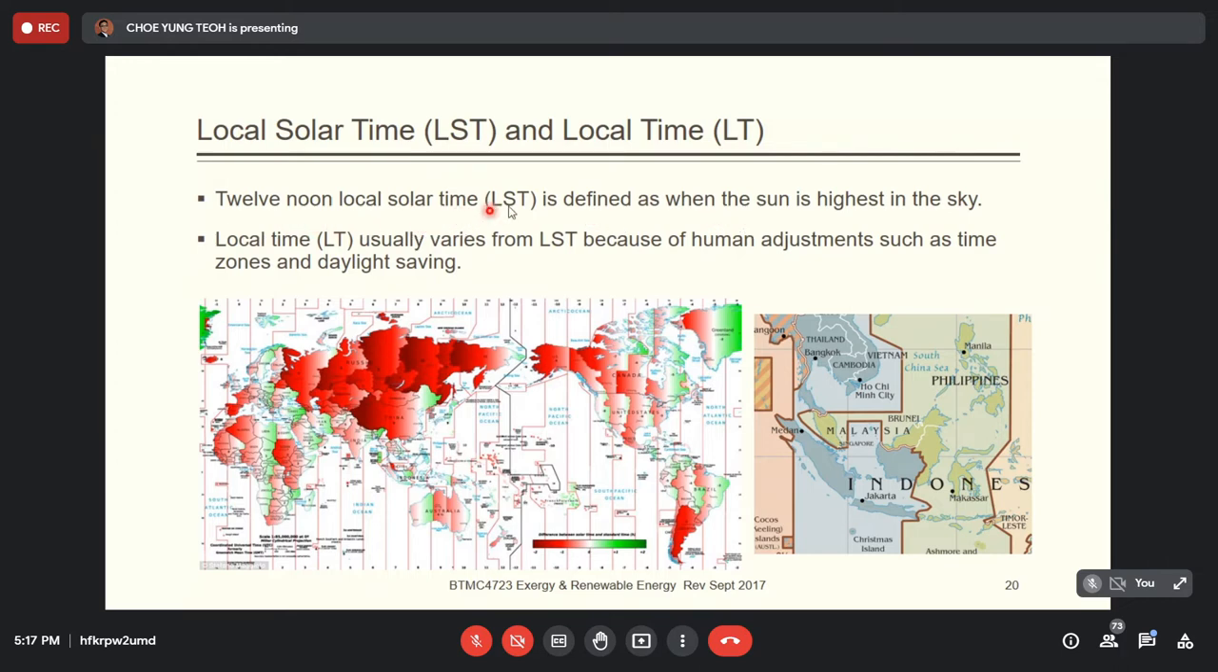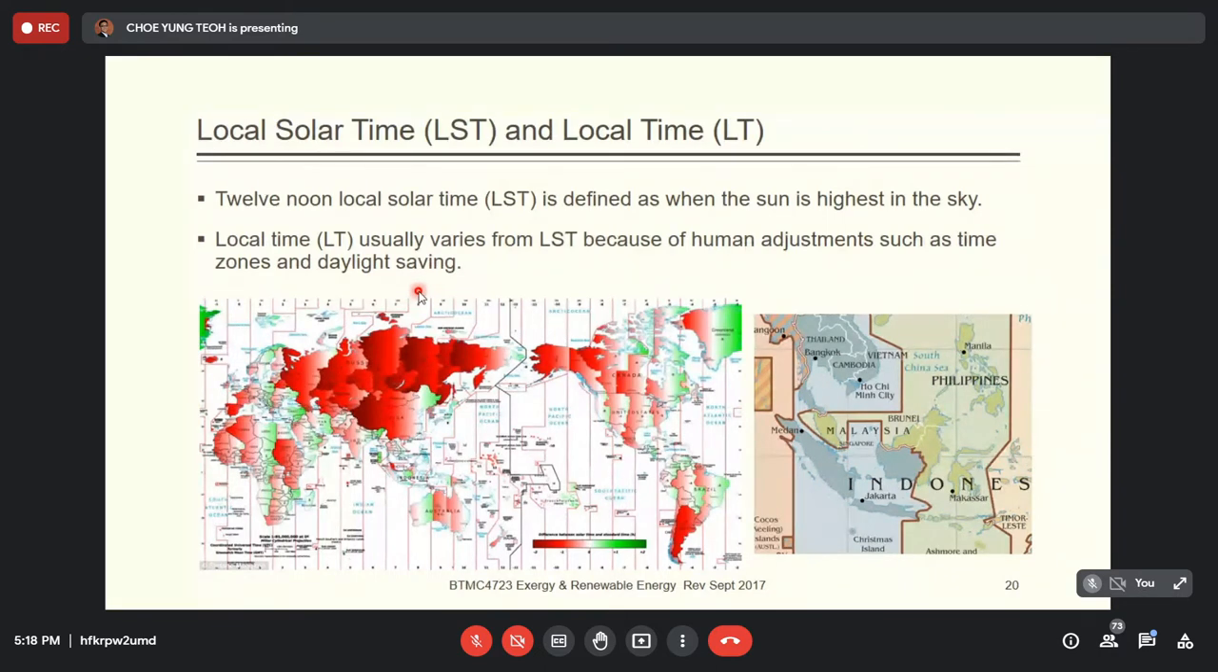Okay, so you can see that 12 noon local solar time is defined as when the sun is highest in the sky. We call it solar noon. The 12 p.m. on our clock is not the solar noon, it's just a noon. It's a man-made noon, it's not the real noon. So local time usually varies from local solar time because of human adjustment, such as the time zone and daylight saving. Daylight saving is not applicable in Malaysia.